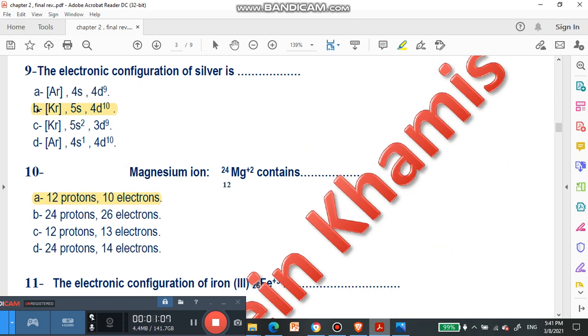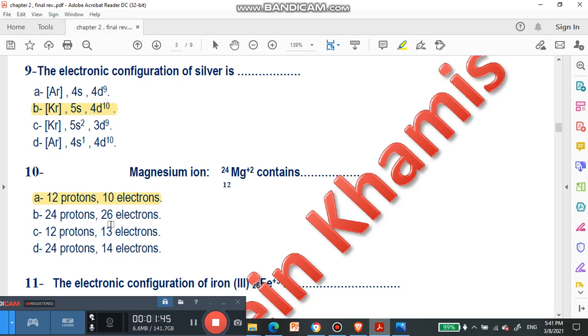Okay, krypton 5s1 and 4d10. We make a more stable condition for silver by putting electrons in, completely filling the 4d sublevel with electrons, and it is a more stable condition for it, and the 5s is less stable, making 5s with 1 electron. Okay, let's go to question number 10.